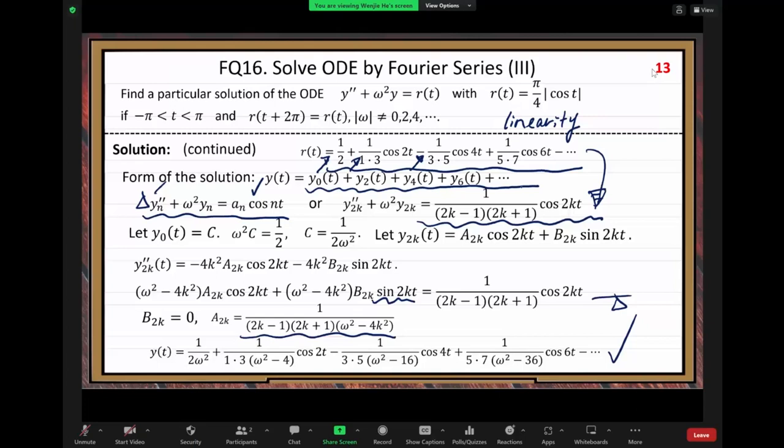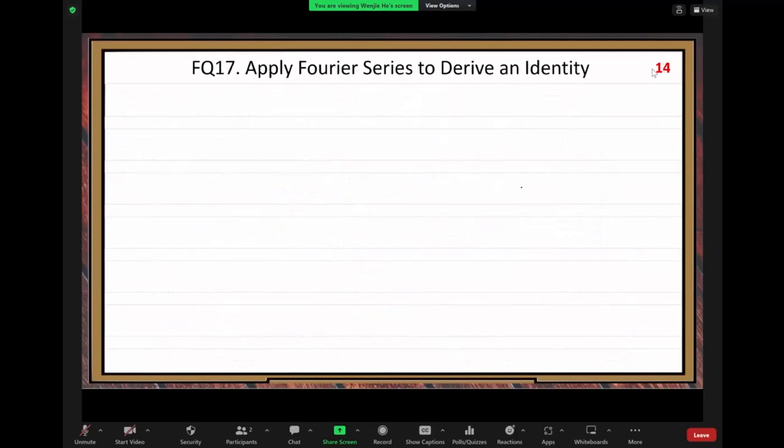All right, so next, our last question of the homework assignment and also our final, FQ number 17. Apply Fourier series to derive an identity. So here it's a small, interesting application of the Fourier series. Actually, there is a very useful result called Parseval's identity. So here we use that identity to show one special identity. All right, look at the question.